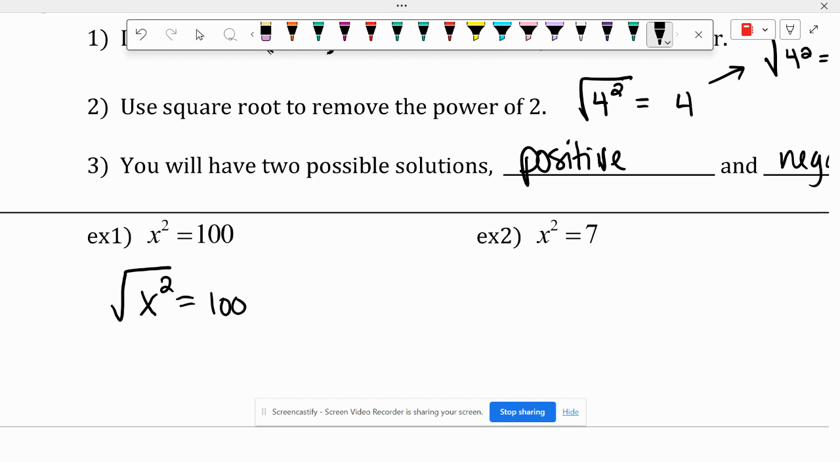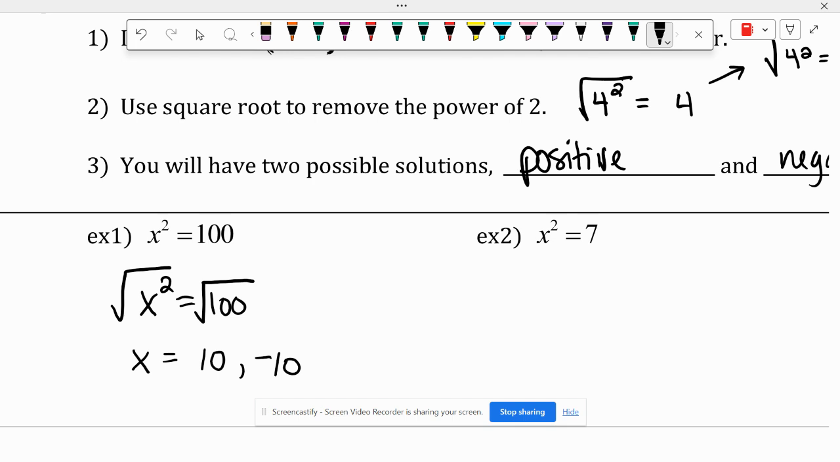But with all properties of equality, whatever I do on one side, I have to do on the other. The square root of x squared is x, and the square root of 100 is 10, or negative 10, because you have a positive and a negative, right? 10 times 10 is 100, and negative 10 times negative 10 is also 100.